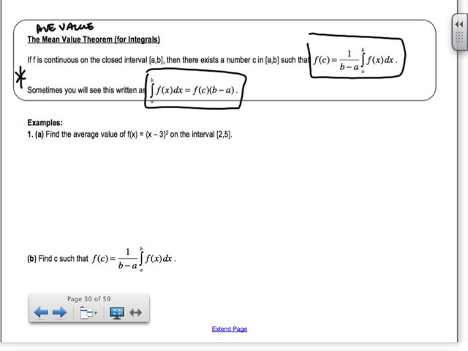All right, so number 1, it says find the average value of f of x equals x minus 3 squared on the interval 2 to 5. So we could do that. So we do 1 over b minus a, the integral from 2 to 5 of x minus 3 squared. We can find this by hand by FOILing out, finding the antiderivative, and so on. We're actually going to use Math 9. So go ahead and get out your calculator and do Math 9.